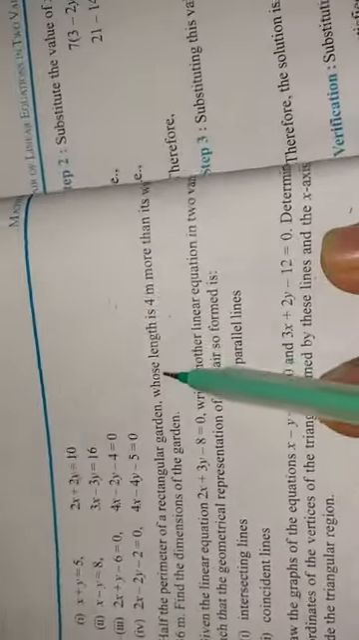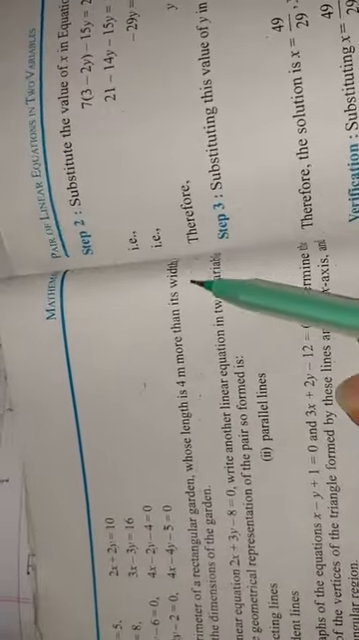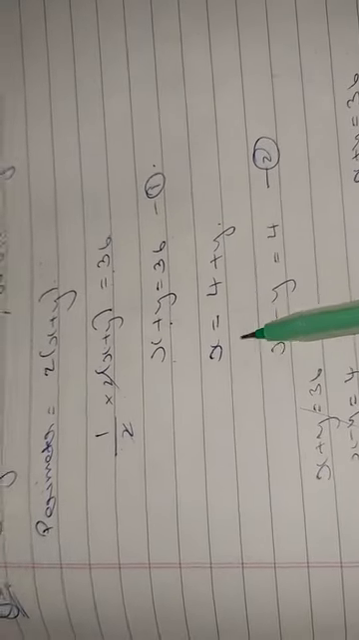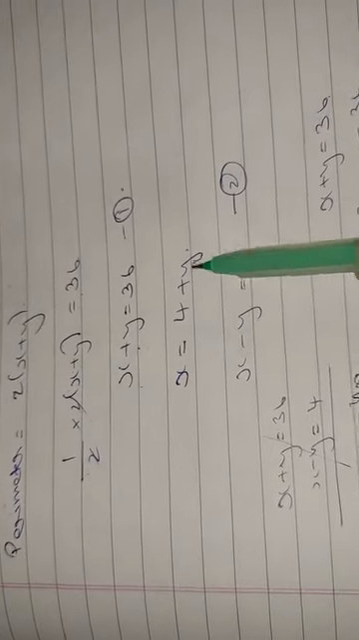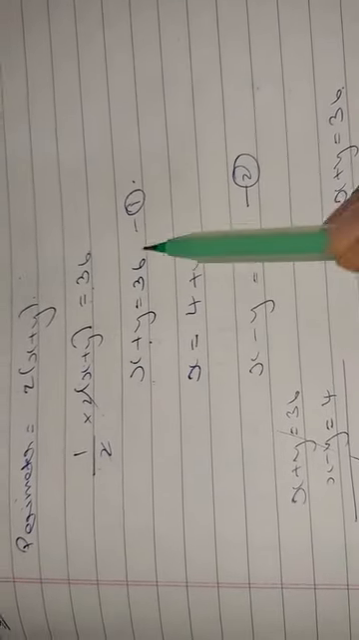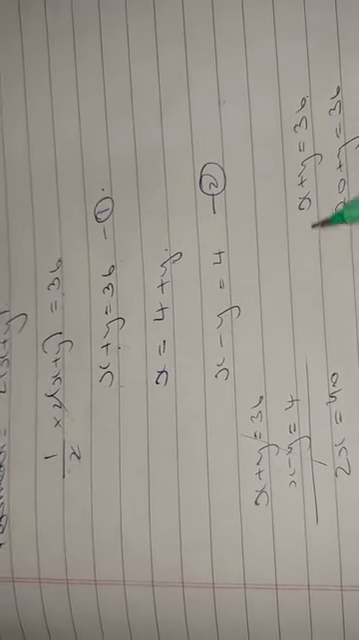Now what is the second statement? Second statement is whose length is 4 more than its width. Now look at that. What is the length? x. Length is 4 more than its width. Now x minus y is equal to 4. Now both the equations we have to solve. x plus y is equal to 36, x minus y is equal to 4.